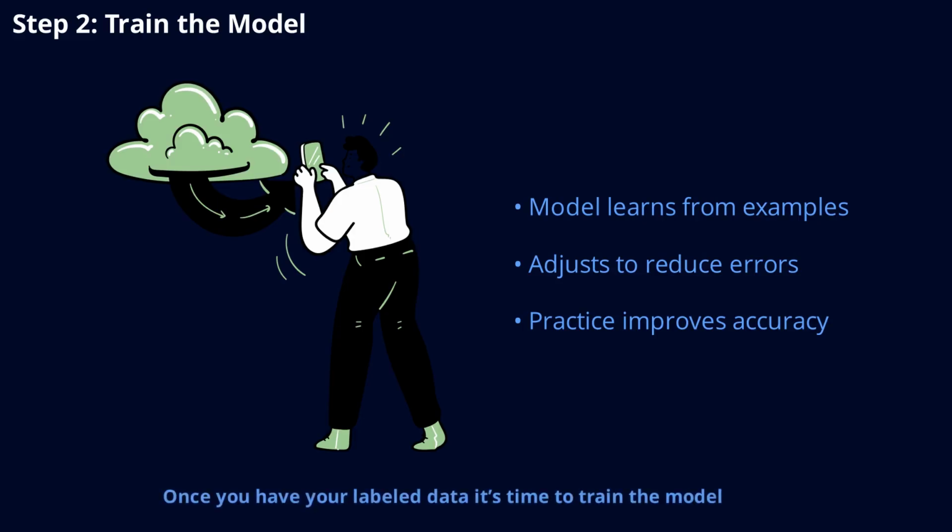Once you have your labeled data, it's time to train the model. Training means showing the model many examples so it can learn patterns and relationships. The model adjusts itself to minimize mistakes, gradually getting better at making predictions. Think of it like practicing with a coach who gives you feedback after each attempt. The more the model trains, the smarter it becomes.